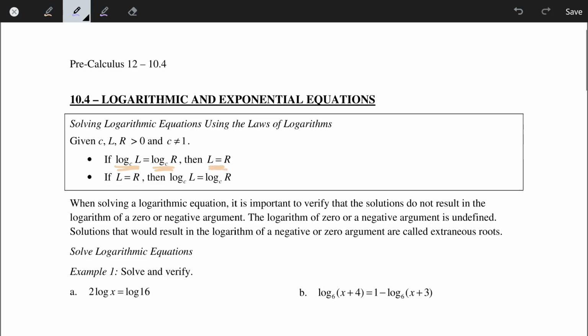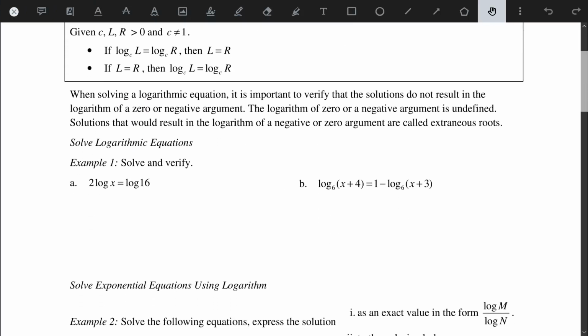Now, likewise, if L is equal to R, then we can take the logarithm of both sides in some base c, and so log base c of L is equal to log base c of R. Okay, so the first type of question that we are going to be dealing with are logarithmic equations. So let's look at example number 1.